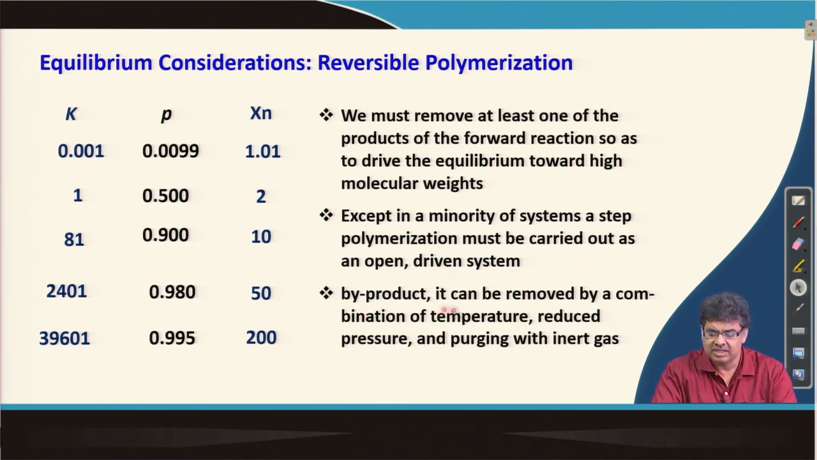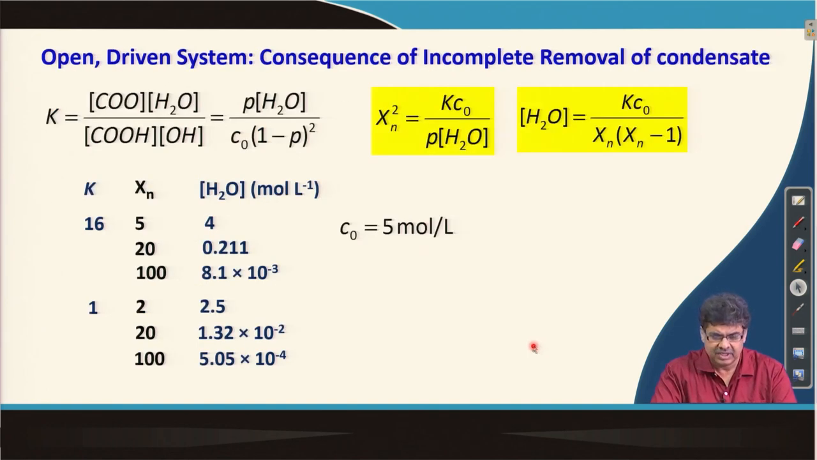And that is why the byproduct can be removed by a combination of temperature, reduced pressure, or purging by inert gas. So, we actually increase the temperature of the reaction mixture so that it is above the boiling point of the condensate. And we can apply vacuum from outside, we can apply reduced pressure, and also by purging inert gas, we can remove the condensate out of the reaction mixture.